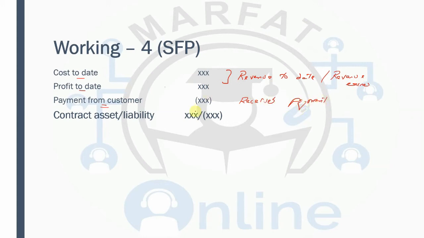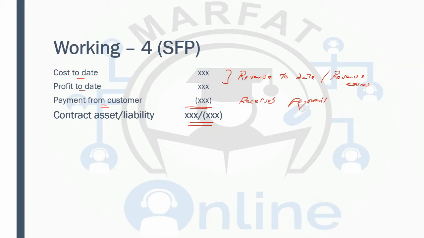So as I have told you earlier, if you have done less work and you have received more payment, that will be recorded as the liability, contract liability. And if you have done more work but you have received less payment, then that should be recognized as an asset.